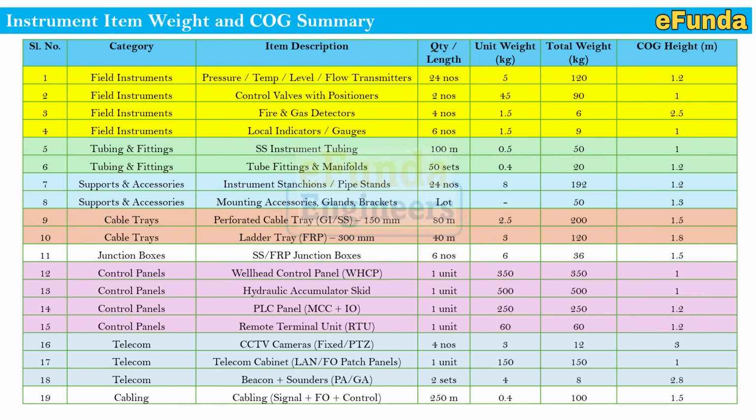Similarly, tubing and fittings are also included, supports and accessories, then cable trays, junction boxes, control panels, and telecom and cabling parts, and their individual weights are mentioned, and the total weight and quantity are calculated. One should study this table carefully to understand how the weight requirement is covered, and we'll see further how the actual weight COG calculation is done in our next slide.